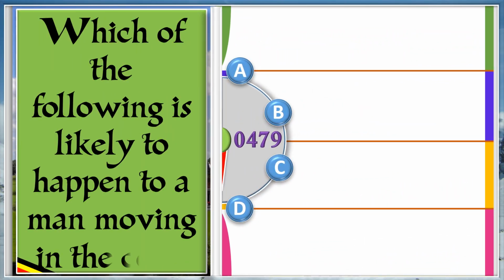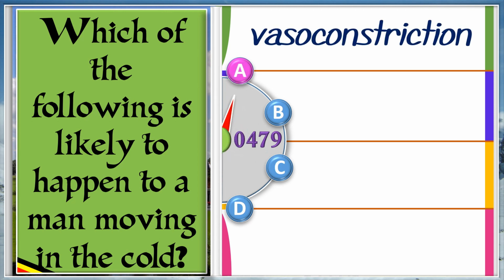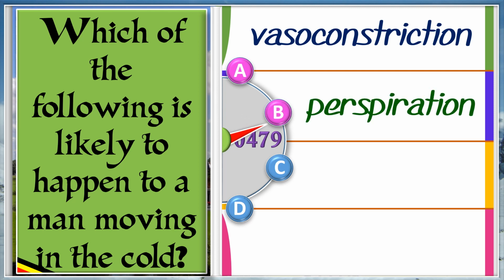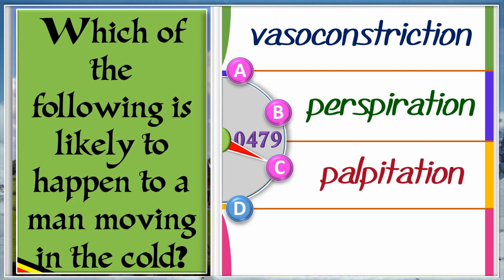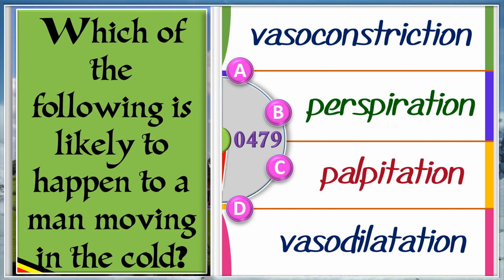Which of the following is likely to happen to a man moving in the cold? A. Vasoconstriction. B. Perspiration. C. Palpitation. D. Vasodilation. And the answer is A. Vasoconstriction.